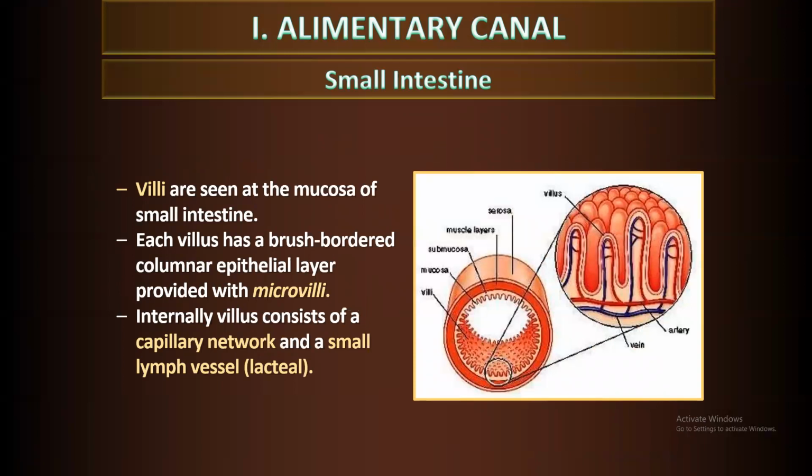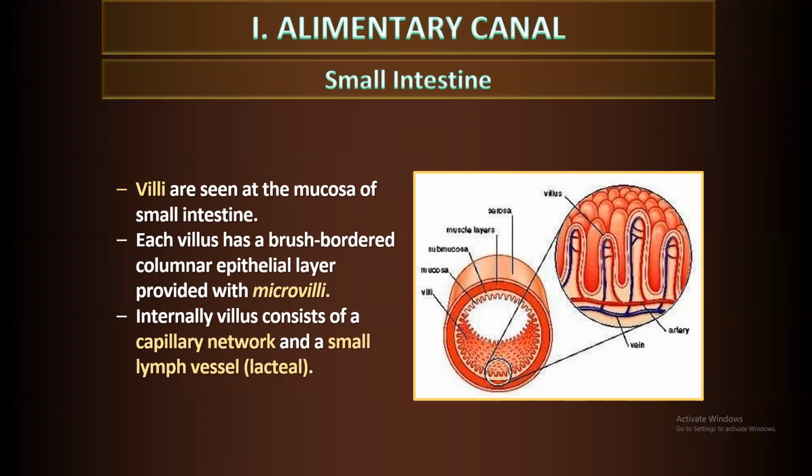The small intestine is projected by numerous finger-like projections which are called villi. Villi are seen at the mucosa of the small intestine. Each villus has a brush border columnar epithelial layer provided with microvilli. Internally, a villus consists of a capillary network and small lymph vessels which are called lacteals. Carbohydrates and proteins are transported through blood vessels. Digested fat is transported through lymph vessels.